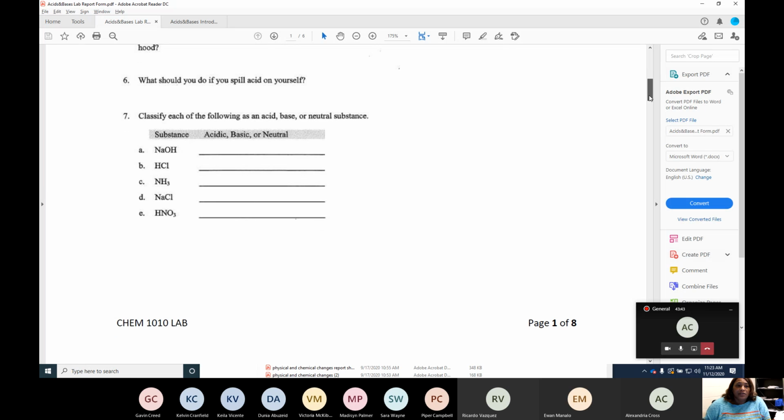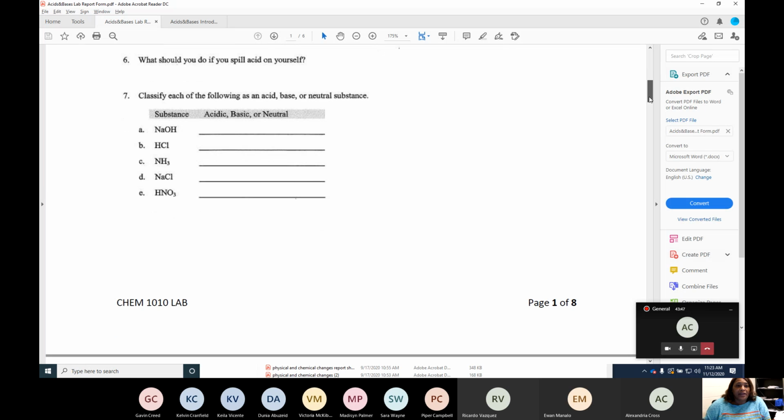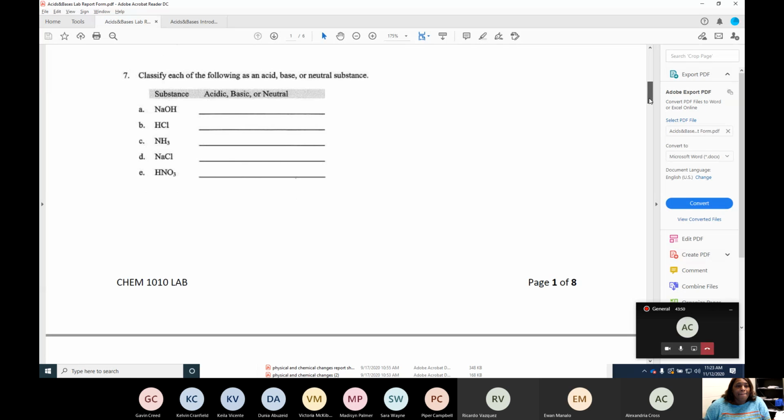And so we also learned some common acids and bases in lecture during our study of chapter 5. And so sodium hydroxide, NaOH, would that be an acid? Would it be basic, or would it be a neutral substance? And remember our study. Basic. Very good. NaOH is basic.